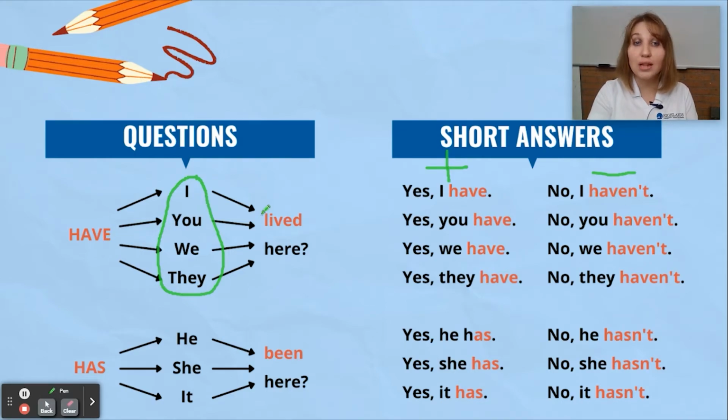Have you lived here? Yes, you have. No, you haven't. Have we lived here? Yes, we have. No, we haven't. Have they lived here? Yes, they have. No, they haven't.